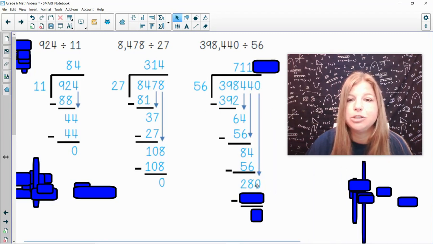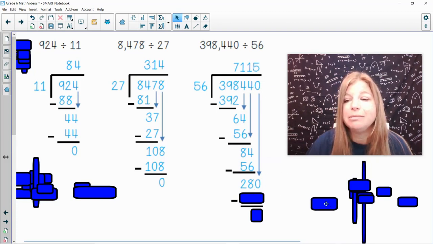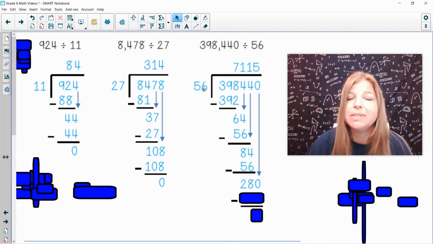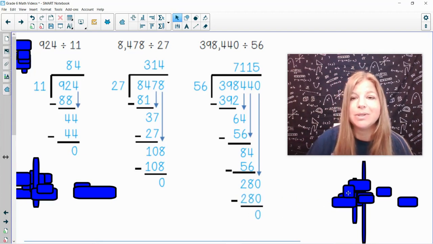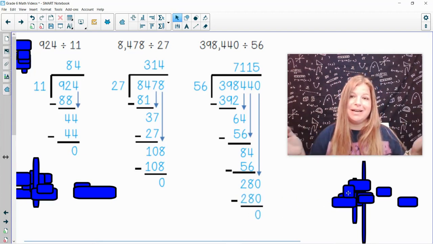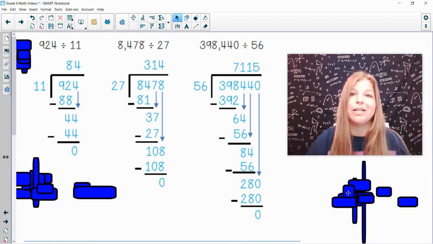56 goes into 280. Let's see. Well, 5 times 5 is 25, right? So that's just under it. Well, if I do 56 times 5, 5 times 50 is 250. 5 times 6 is 30. And 250 plus 30 is 280. So it's perfect. I end up with 0. And once I get 0, I know that I am done. My answer is 7,115. Awesome.